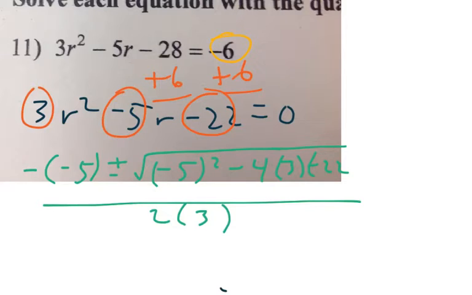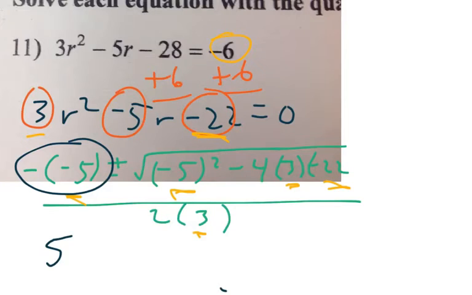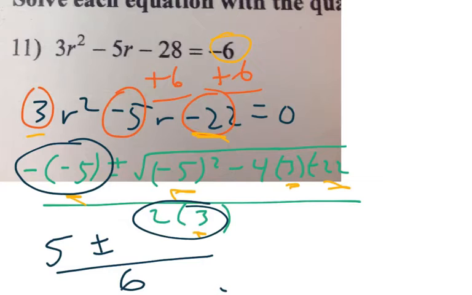And again, use those parentheses, guys, and that way you also can double check. Note that I plugged in the -5 correctly, that was my b. I plugged in the 3 correctly, that was my a, and I plugged in my -22 correctly there because that was my c. And now it's just a matter of doing the math, correct? So I know the negative of -5 is 5, plus or minus. I know 2 times 3 is 6.